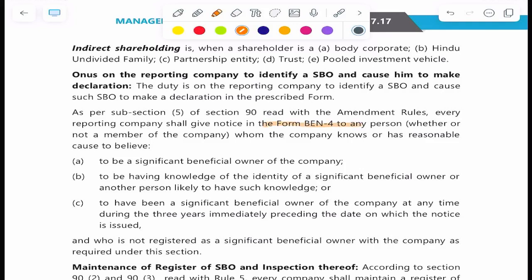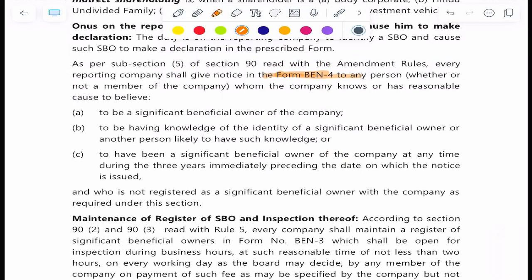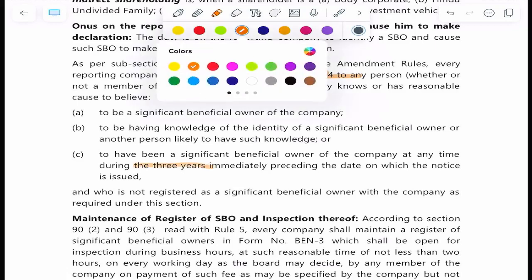As per subsection 5 of section 90, read with the amendment rules, every reporting company shall give a notice in the form BEN-4 to any person, whether or not a member of the company, whom the company knows or has reasonable cause to believe to be a significant beneficial owner of the company, to be having knowledge of the identity of a significant beneficial owner or another person likely to have such knowledge, or to have been a significant beneficial owner of the company at any time during the 3 years immediately preceding the date on which the notice is issued, and who is not registered as a significant beneficial owner with the company as required under this section.